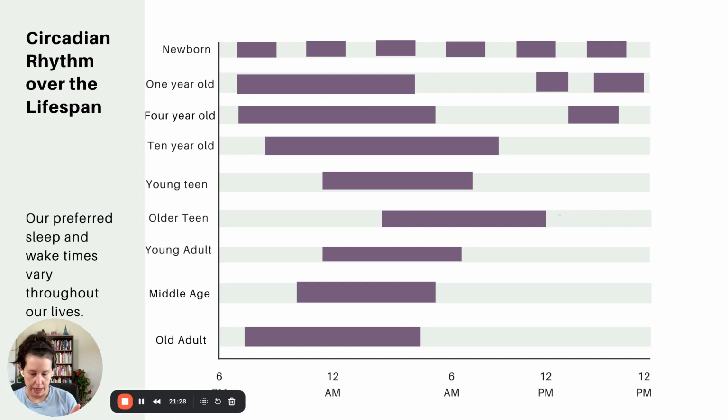I want to make the distinction between what's normal and what's a disorder, because there is a disorder called delayed sleep phase circadian disorder. And you might think, oh my gosh, all teens have that. Well, the way I make that distinction is that older teens who are normally delayed are going to be able to muddle through it. They don't like it. They're not morning people. They don't want to go to bed. They're going to be hard to get up, but they can muddle through it.